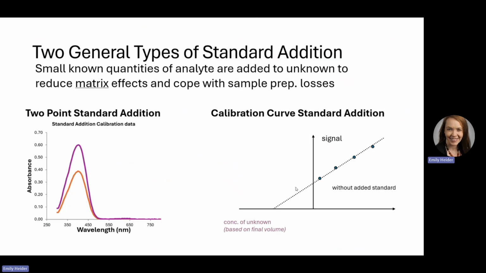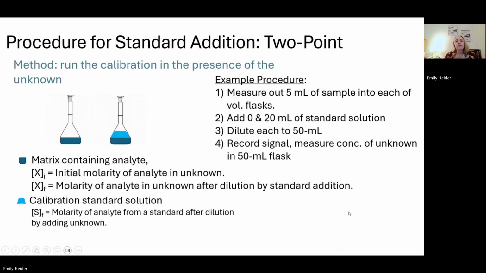The other type is where we prepare all of our standards with the matrix that contains our unknown present in each one of the standards as well. So what we measure is a signal for all of our calibration standards, each of which also contain the unknown. And we plot it against the concentration of the unknown that we added as standards. So let's explain the process for 2-point standard addition.